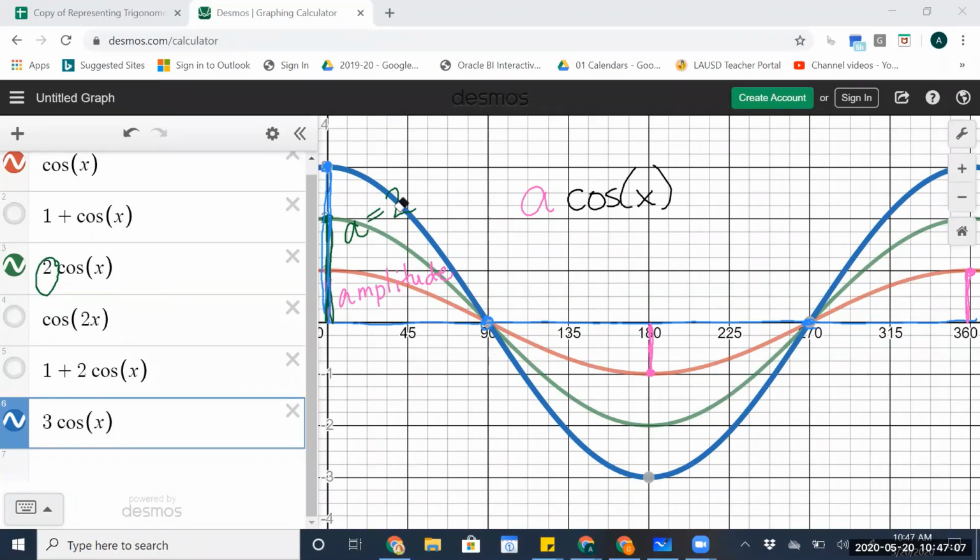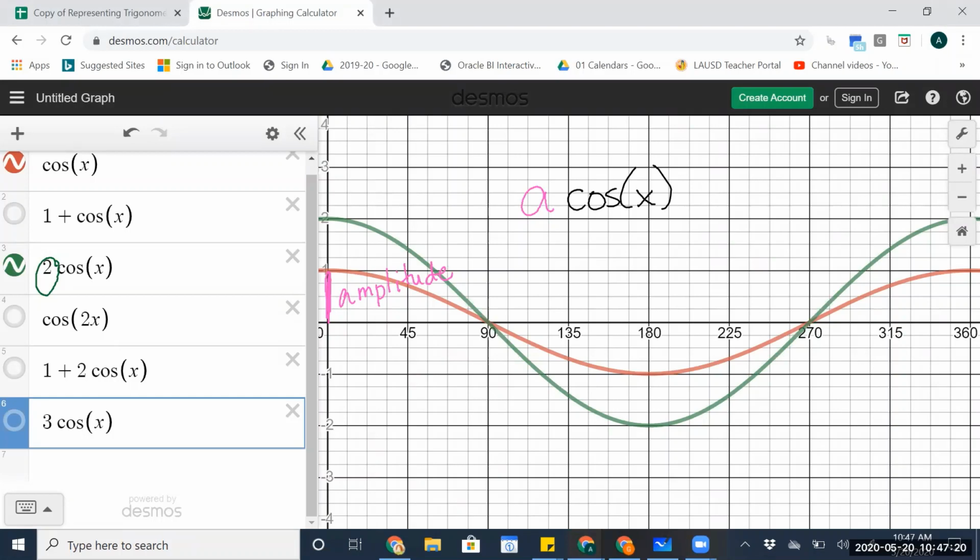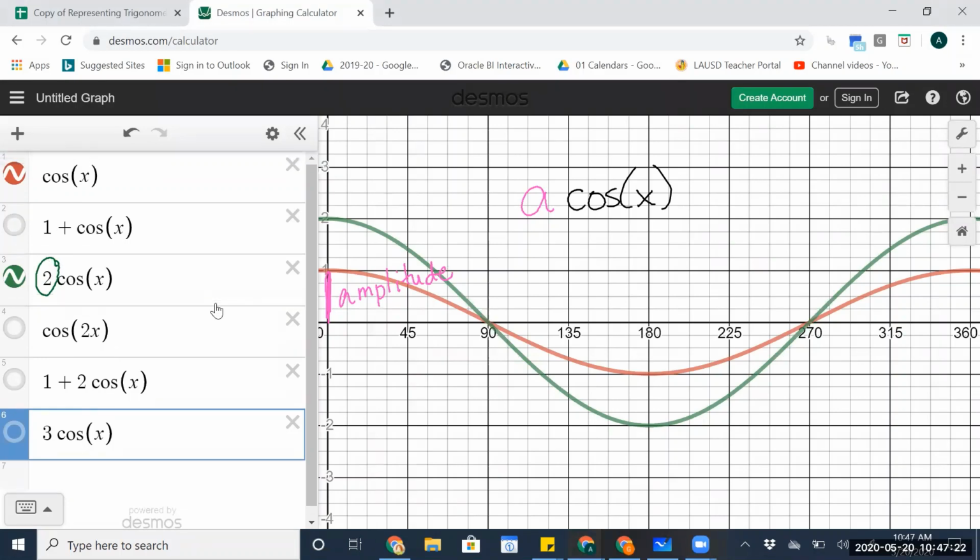I'll erase this stuff here so it doesn't get too crowded. And let's keep moving. So now let's go ahead and get rid of 3 cosine x because that wasn't part of our assignment. We just wanted to make sure that our conclusions made sense, that the amplitude was in fact the coefficient in front of cosine x. Now we've got some other things happening here. So just to get rid of 2 cosine x, let's look at 1 plus cosine x.